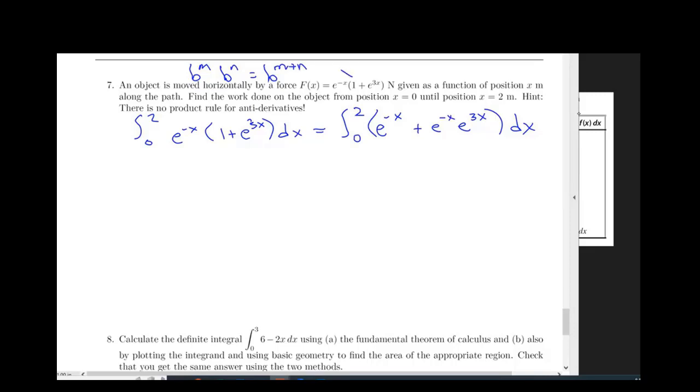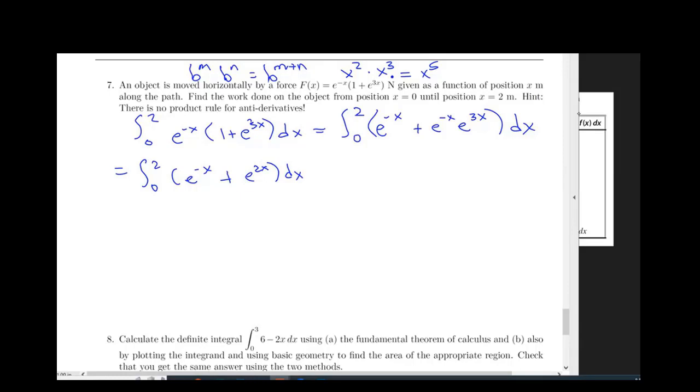Think about it like this. x squared times x cubed is, I have 2 x's, and then I have 3 x's. I add them together and I get 5 x's. So this is the integral of e to the minus x plus, and I'm adding the exponents because my bases are the same, e to the 2x dx.